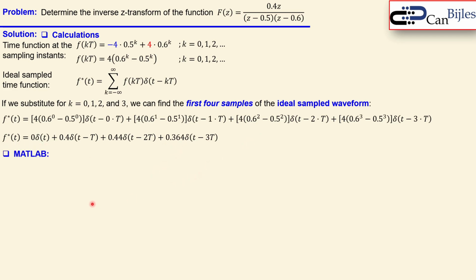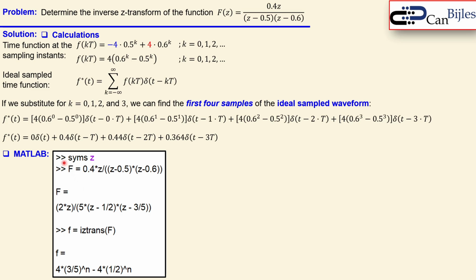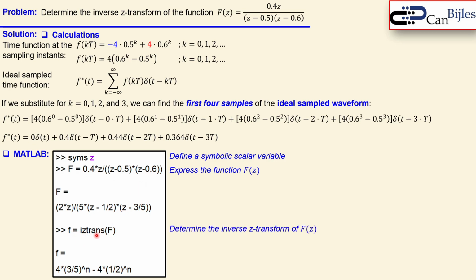Let's also check that in MATLAB. In MATLAB you can use the command which defines a symbolic scalar value, in this case z. Of course you can also call it p, but we are working with the z transform, so why not use just z. This is the expression of our function given here. And then this operator will calculate the inverse z transform of our function. So we write small letter f for the time sampled version, iztrans, and then in parentheses the z we have here.